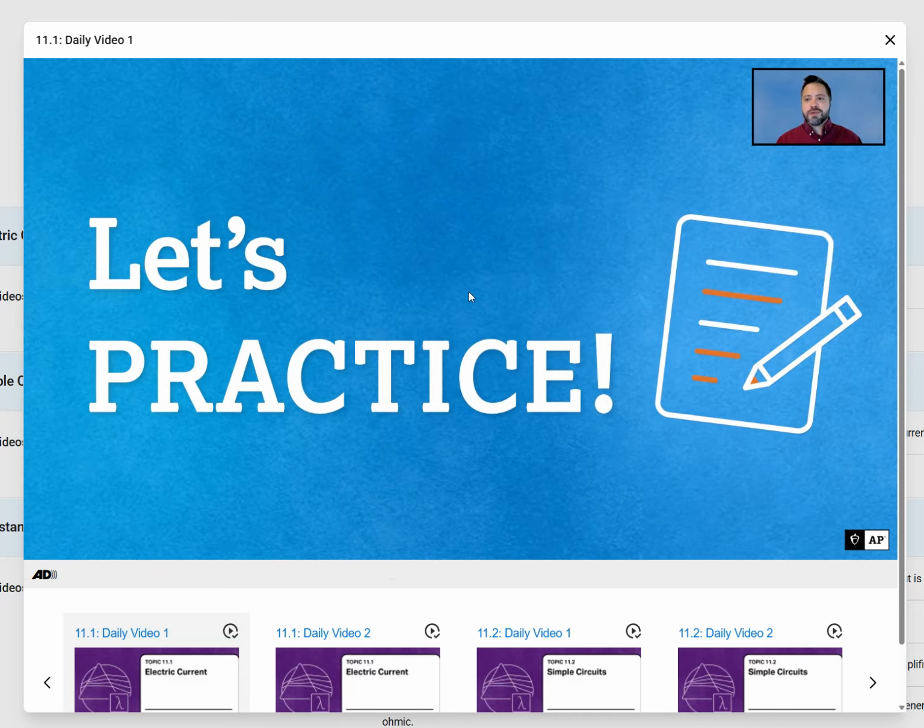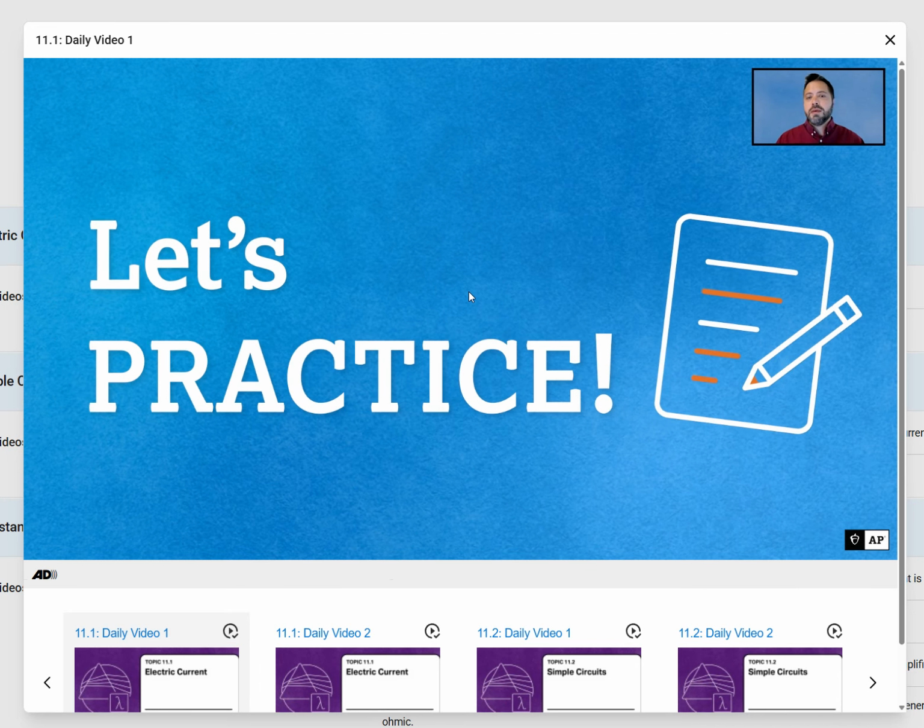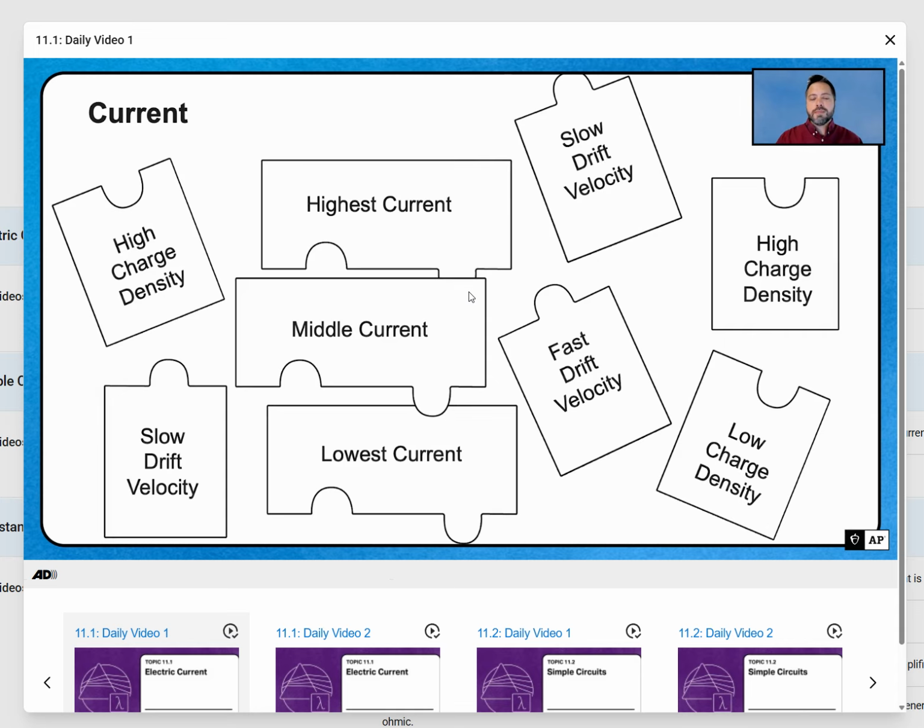So let's practice real quick. We need to work on some skills, and I want to make sure that you can make some claims based on the definition of current. Here I have puzzle pieces, and I got 3 different magnitudes for the current. I want you to take a look at the charge densities and the drift velocities and figure out which ones would go with a low current, which ones would go with a high current. This might be a good time to pause the video, think about your answers, and then jump back in because I'm about to reveal them in 3, 2, 1.